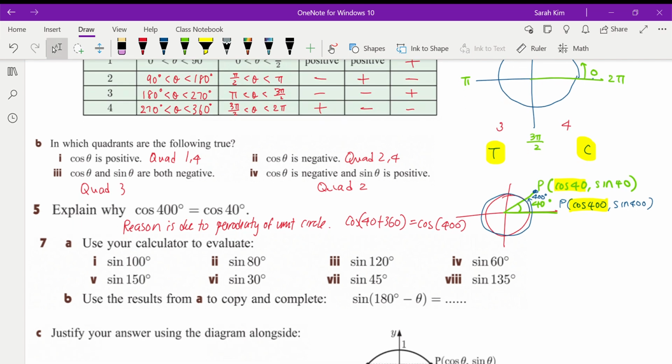Alright, use your calculator to evaluate. I'm just going to do these two, just because I don't want to sit here and do all of it. So I'm going to go sine 60, I get square root 3 over 2, and then sine 135, I get square root 2 over 2. I might have to do a couple more because I need to complete this, so I might as well do these ones. So sine 120. Hopefully what you will see is some similar answers depending on what numbers you have.